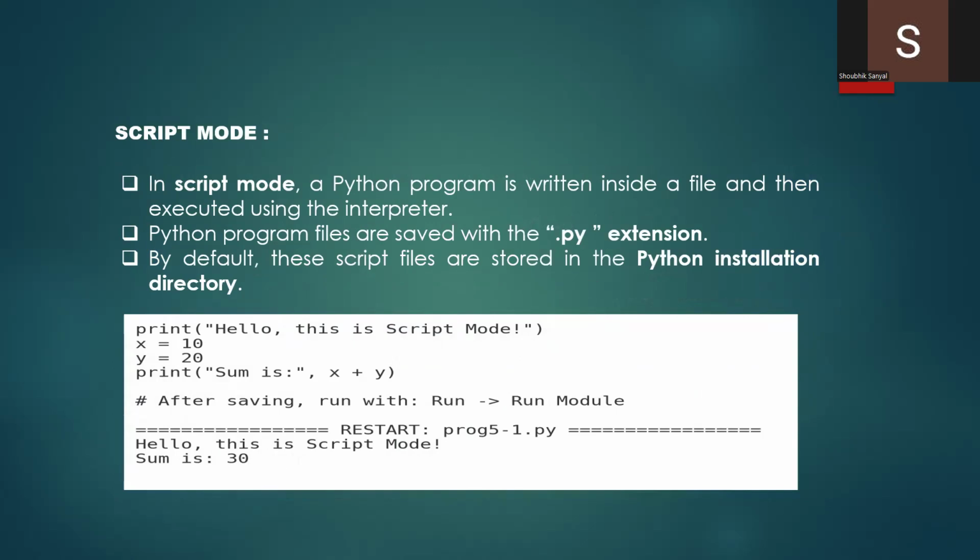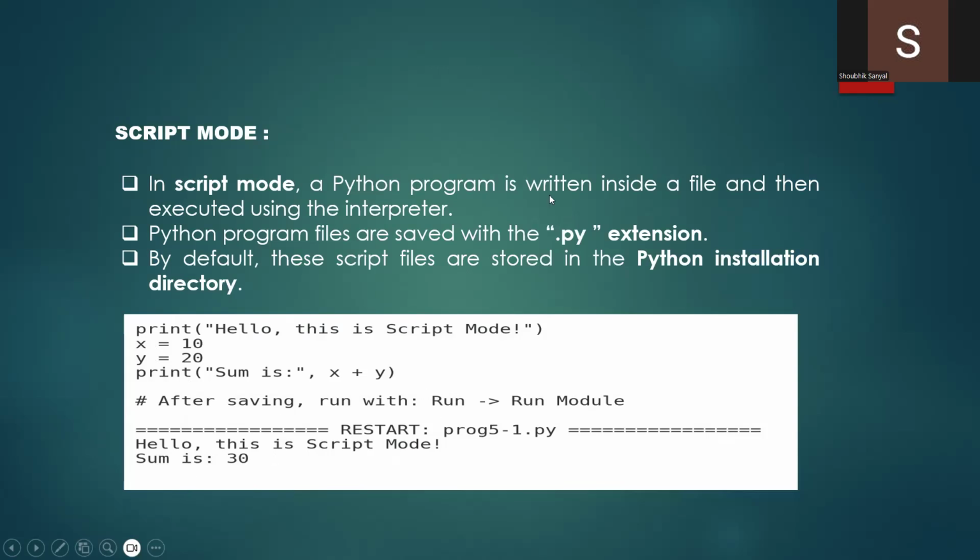Here you see print hello, this is script mode. So first the print statement, then x equal to 10, y equal to 20, then print sum is, comma, x plus y. Now what will be the output of this code? Firstly, the print command will print the heading, that is, hello, this is script mode. After that, since we have given x equal to 10 and y equal to 20, it will print the sum is equal to x plus y, which is 30.